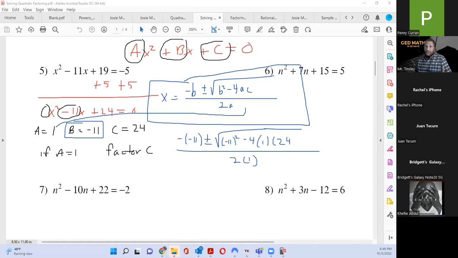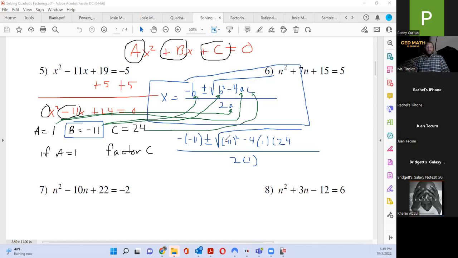Oops, let me change the color a little bit. Everywhere I saw A, I plugged in a 1. Everywhere I saw B, I plugged in a negative 11. Everywhere I saw C, I plugged in a 24. Now, in the ebook, I'll show you how to do this easy, but by hand, I'm going to show you how to do it by hand.